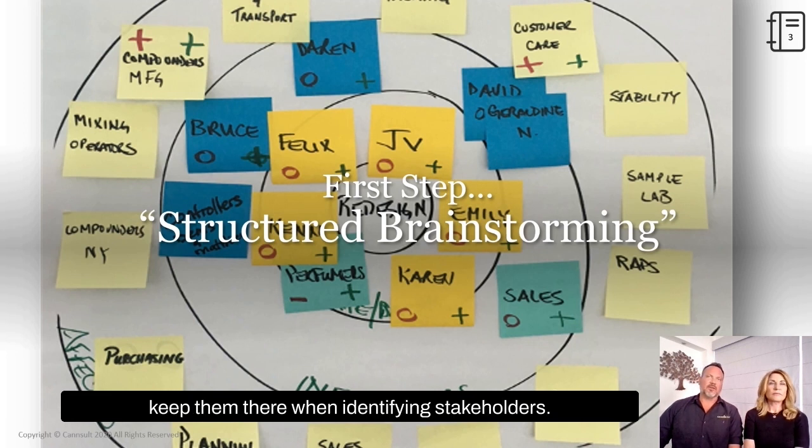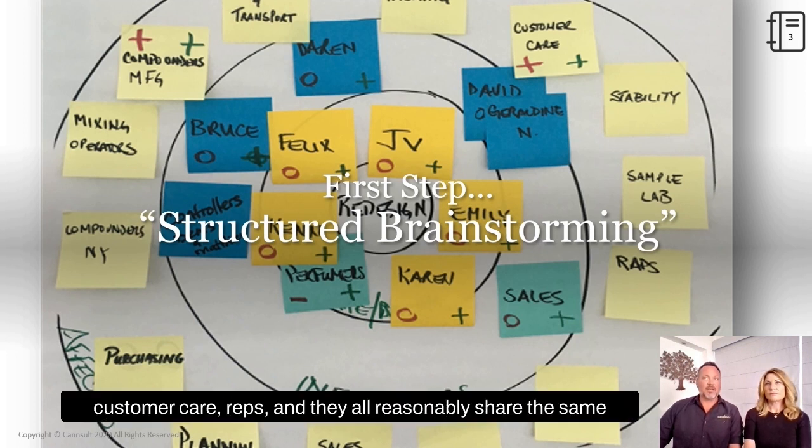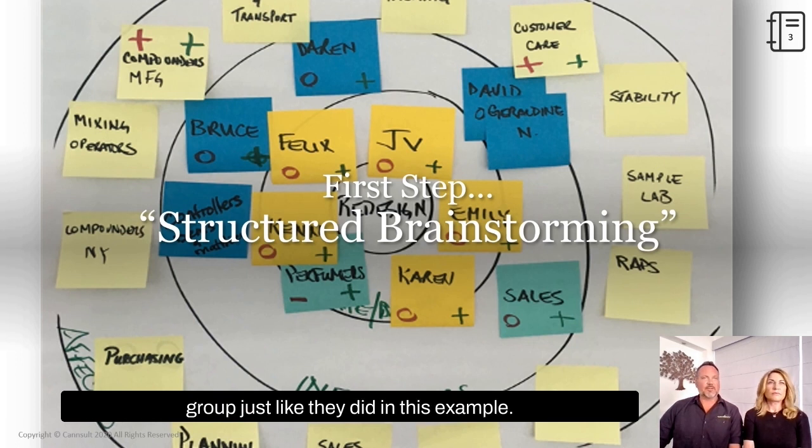When identifying stakeholders, typically the further out you go in the diagram, you are more likely to be dealing with groups rather than individuals. But when can you group stakeholders together? The whole objective of this activity is for us to ultimately create a plan to communicate with and engage our stakeholders. So if we have a group of 10, let's say customer care reps, and they all reasonably share the same perspective, then we can group them together as a stakeholder group, just like they did in this example. However, if we have multiple perspectives within that group, then we'll want to separate them out.